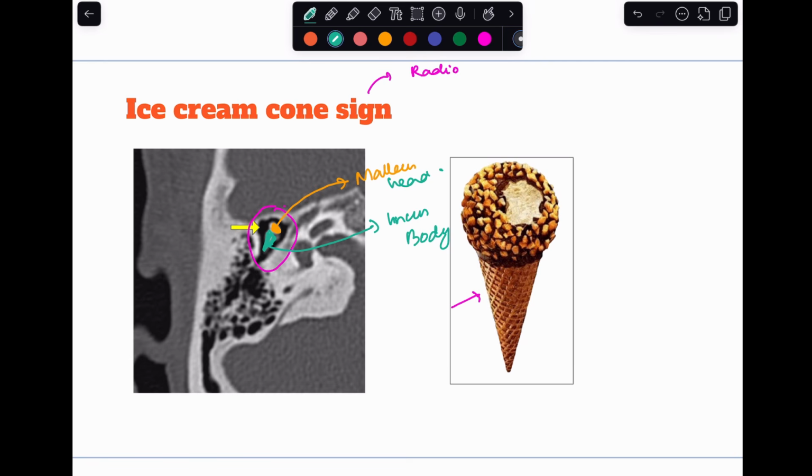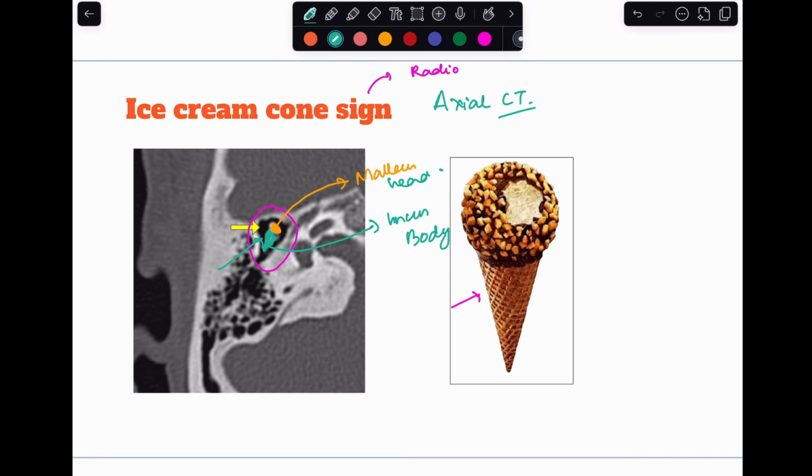Can you tell me in which section of the CT scan we see this? We will be seeing this in an axial cut of the CT temporal bone. Now, the space that you're seeing lateral to the malleus and the incus is the Prussak space, which is also known as the lateral epitympanic space.